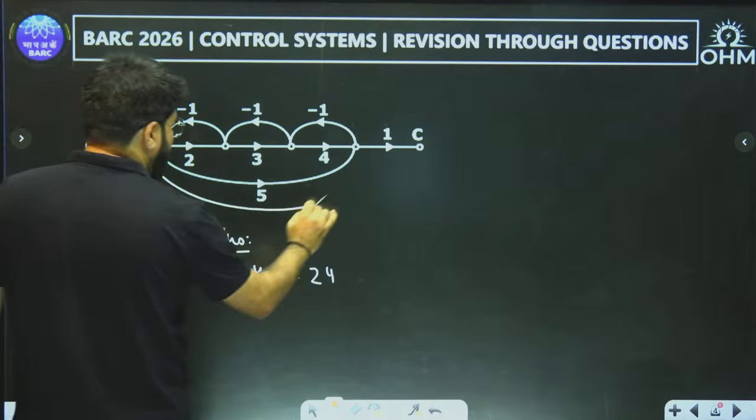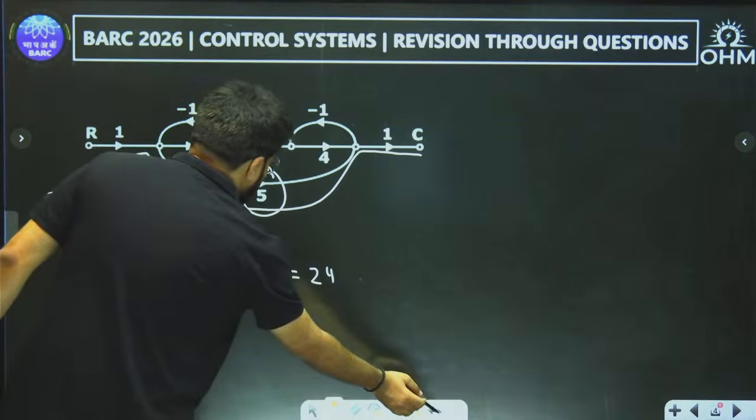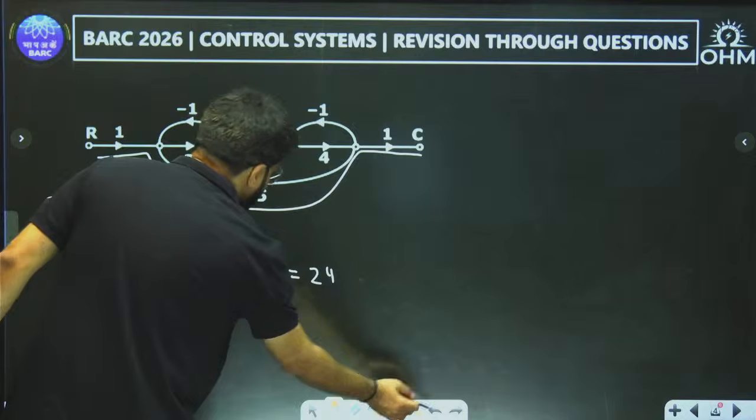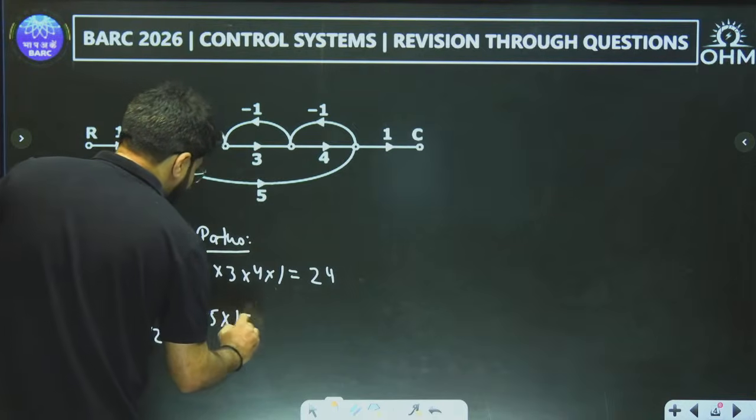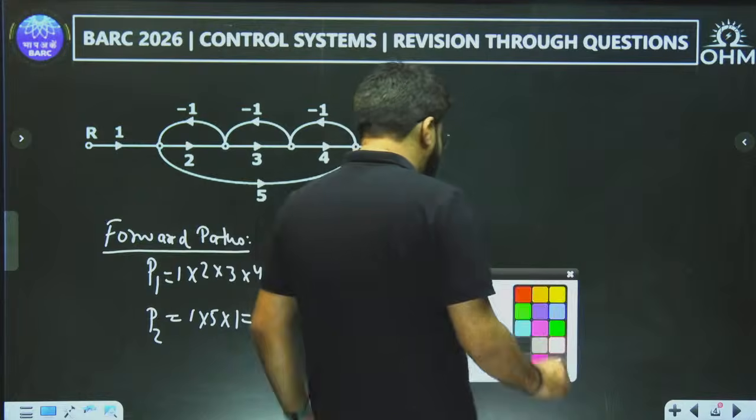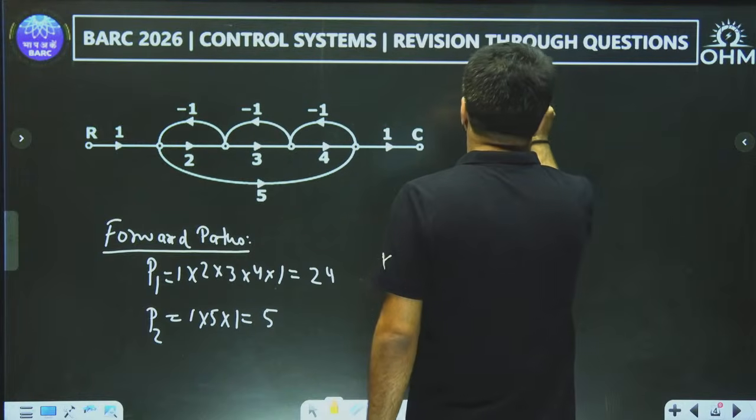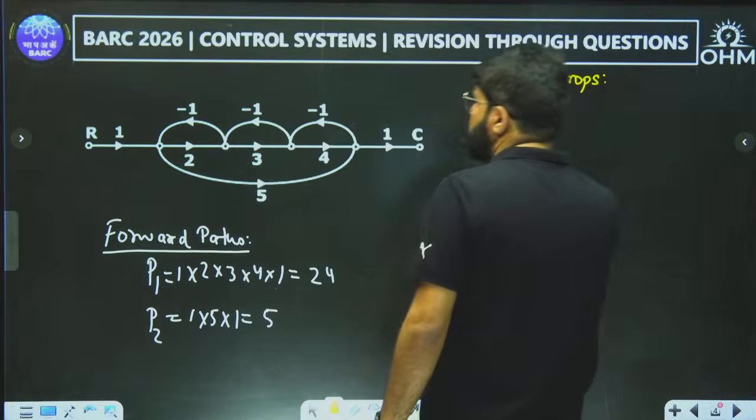The second forward path, you have to follow the direction of arrows, goes from input to the output through this branch of gain 5. So the next forward path gain is 1 into 5 into 1, which is equal to 5. Now, what are their respective path factors? To find the respective path factor, it is important to first analyze the loops, so that you will also be able to find the graph determinant. How many closed loops are available?